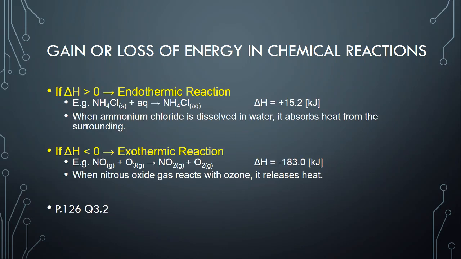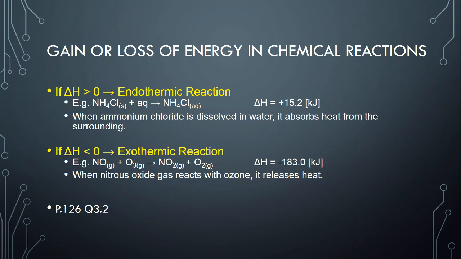So as a summary, if delta H, the enthalpy change of the reaction, was larger than 0, it shows that it's an endothermic reaction. For example, if you dissolve solid ammonium chloride into water, that would cause NH4+ and Cl- to be aqueous, so ionic substances, ions. If you notice delta H has a plus sign on it, meaning when ammonium chloride is dissolved in water, it absorbs heat from the surroundings.